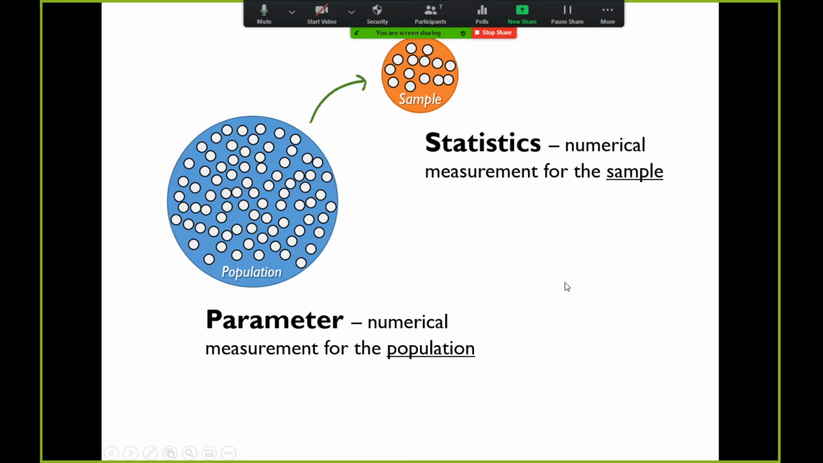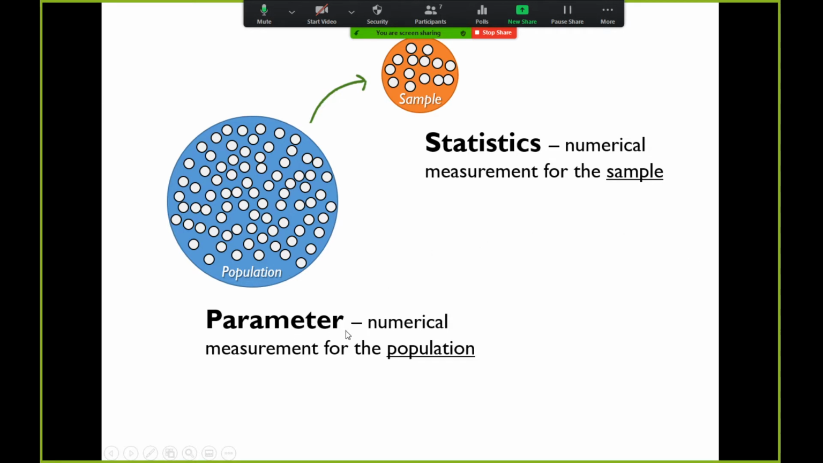So statistics has two meanings, right? Statistics has the meaning of the field of statistics, and then we also use the word statistics to refer to numerical values or measurements for a sample. You hear that all the time, like what are the statistics on the death penalty or whatnot. So when somebody says that, they're talking about the values related to the sample data that we've collected.